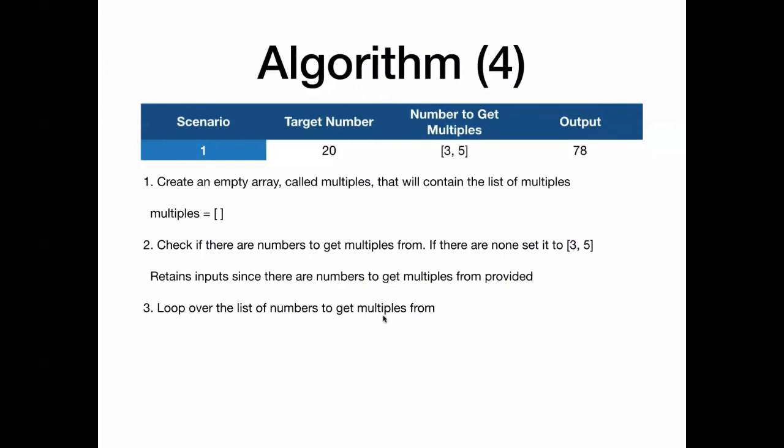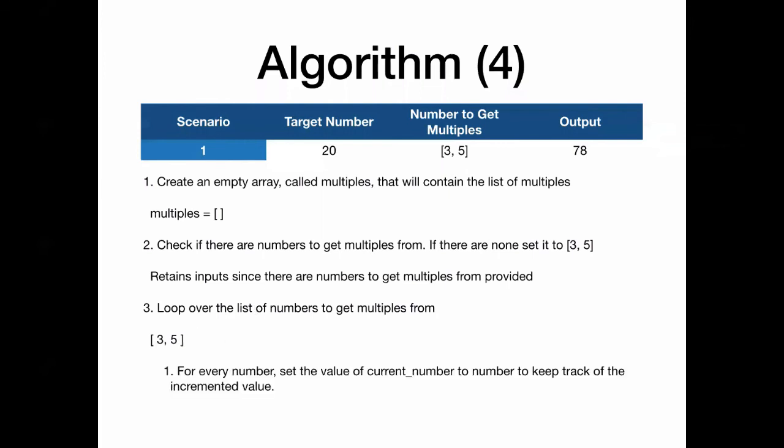Next, loop over the list of numbers to get multiples from. So I'll be looping over 3 and 5. Next, for every number, set the value of current number to keep track of the incremented value. So this will happen for every iteration. Current number equals 3, current number equals 5.